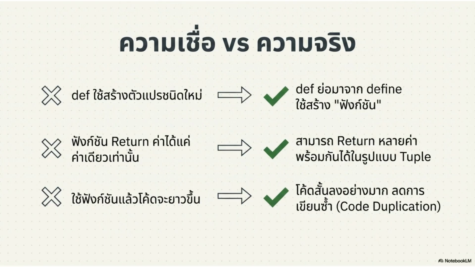Let's dispel common myths. Def is for defining a function, not a new variable type. Functions can return multiple values as a tuple, and using functions actually shortens code by preventing duplication.